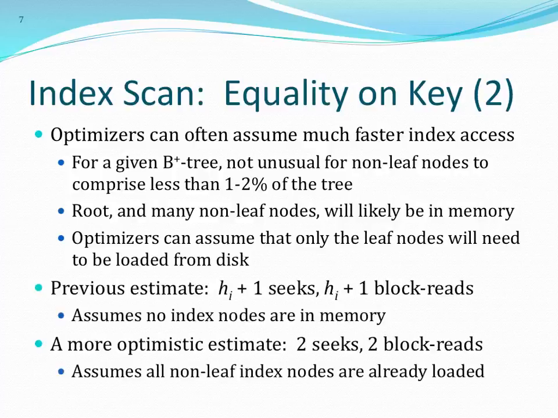So this was the worst case estimate. A more optimistic estimate, which I really like, because remember that even for very, very large tables, you probably can get away with no more than maybe 5 levels in your B-tree index. And so maybe you incur 2 seeks and 2 block reads. That's pretty awesome. Maybe if you want to be a little bit more realistic, you have a ginormous data file, you say, okay, 3 reads and 3 seeks, something like that.